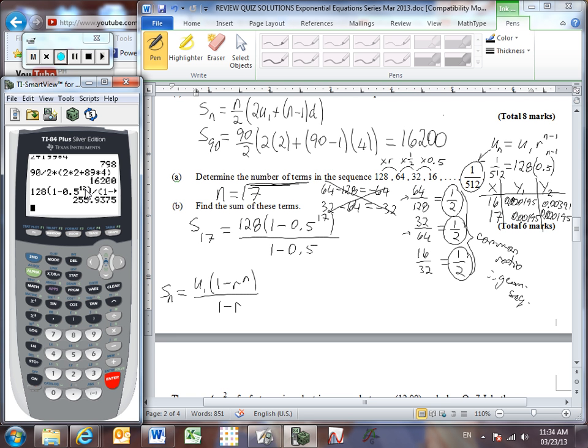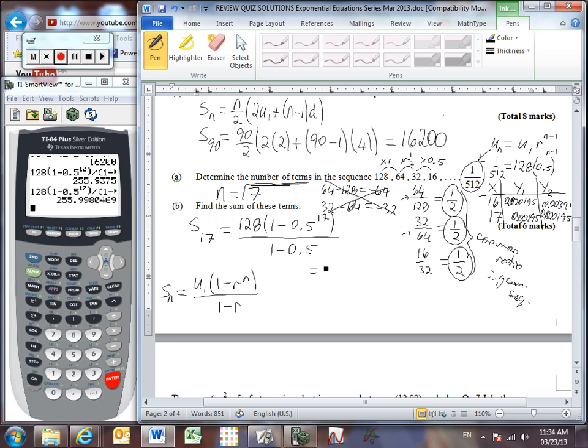A clever thing I can do when I've made a mistake on just a single thing, instead of typing it all out again, you can bring back the previous entry on a calculator by pressing second enter. And that brings back everything you just typed, and now we can just go back and change the incorrect number to the power of 17, and now hit enter. 255.998, and we could always round that to 3 significant figures, 256.